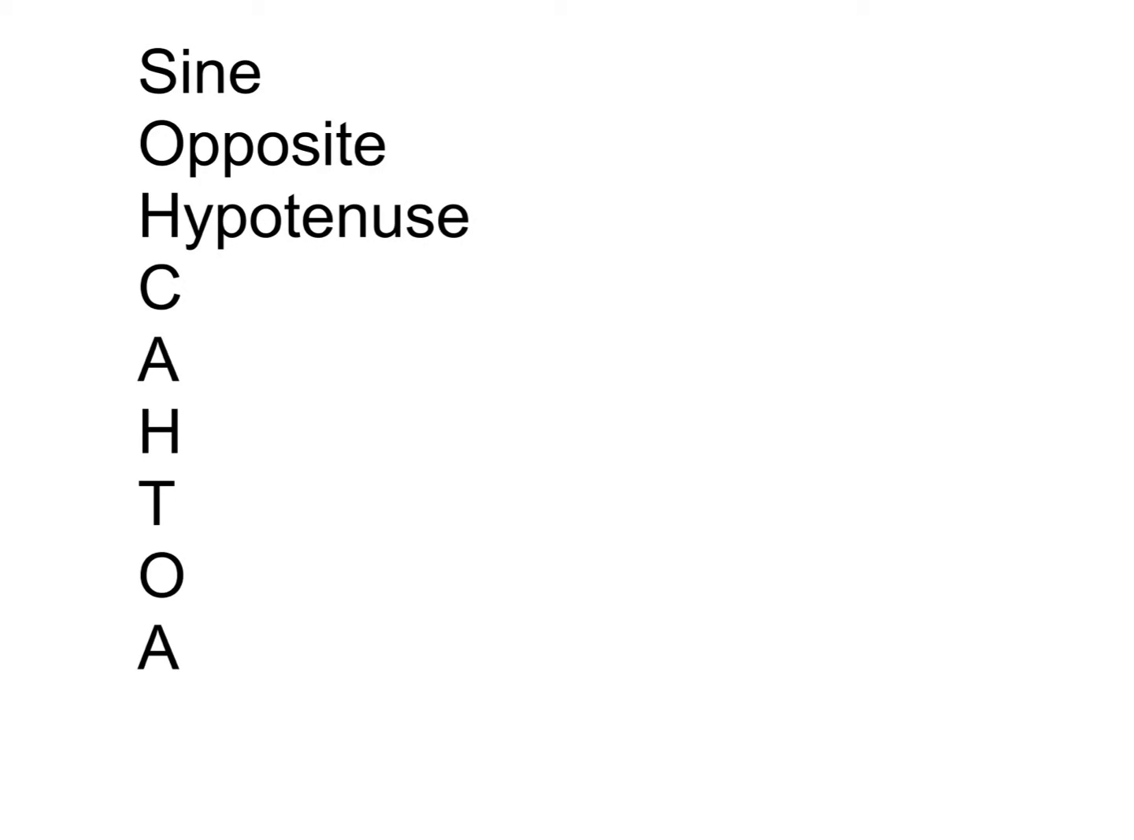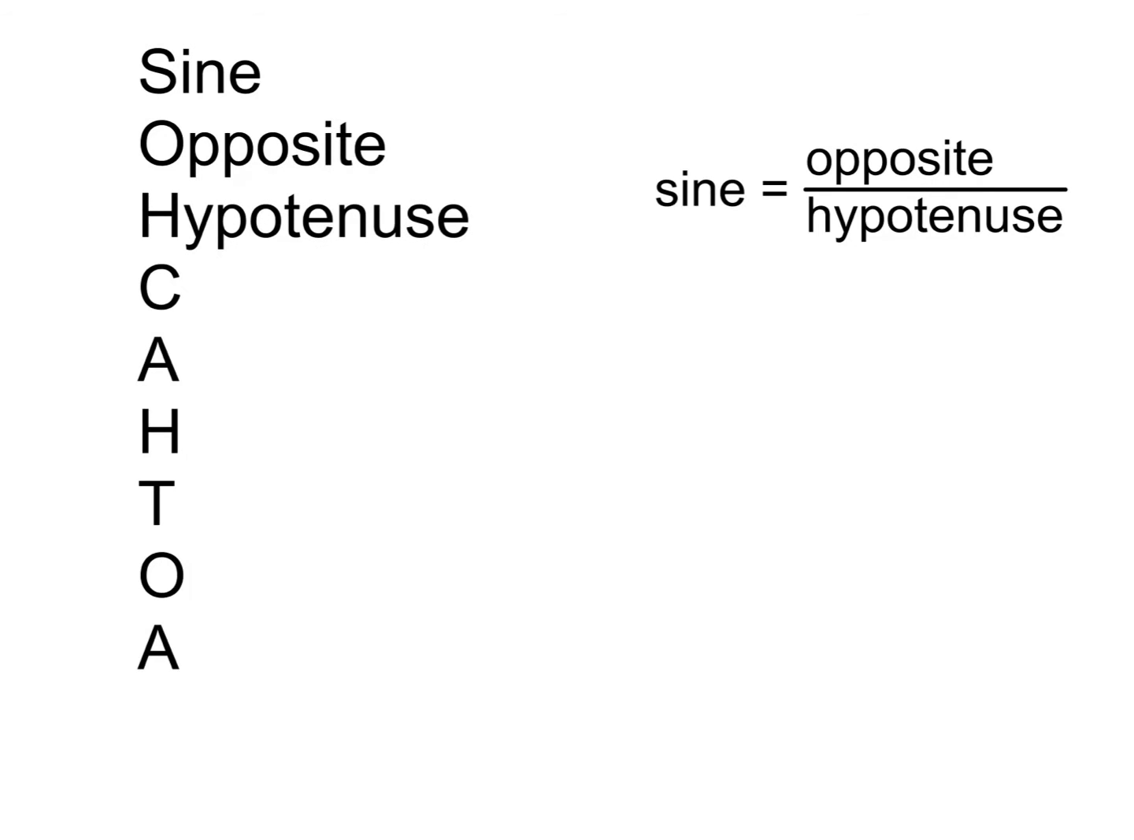Now, if you're not familiar with SOHCAHTOA, of course you want to write that down, but let's see how we use that. The S stands for sine. O is actually one of those side lengths. Which side length starts with O? Opposite. And H is also a side length. H stands for hypotenuse, which tells us that sine equals opposite over hypotenuse.